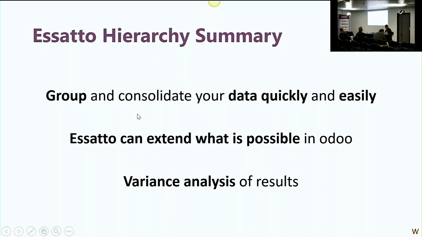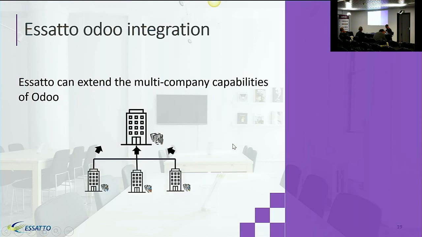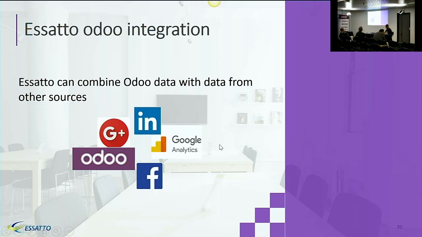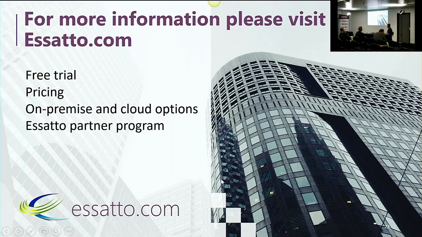We looked at hierarchies, so we group and consolidate the data. You can actually extend, so obviously you've got a lot of this capability in Odoo, but if you need to extend some of that, you can use custom hierarchies to do that. Variance analysis of those results. And this is just summarising what we covered at the start. We connect directly to Odoo. We can extend the multi-company capabilities. We allow you to bring in other data to create different KPIs within our system, and you also have the budgeting, variance and forecasting capabilities. That's it.